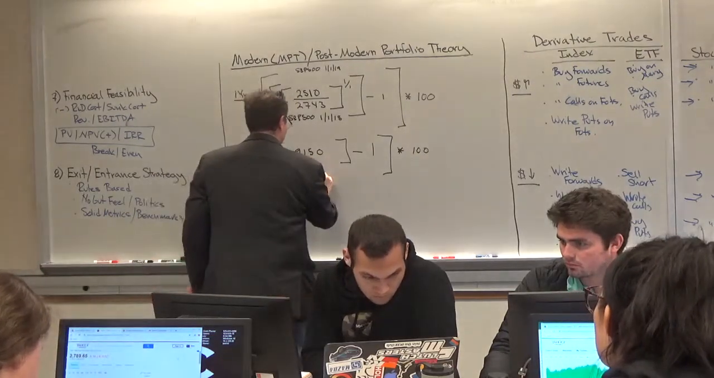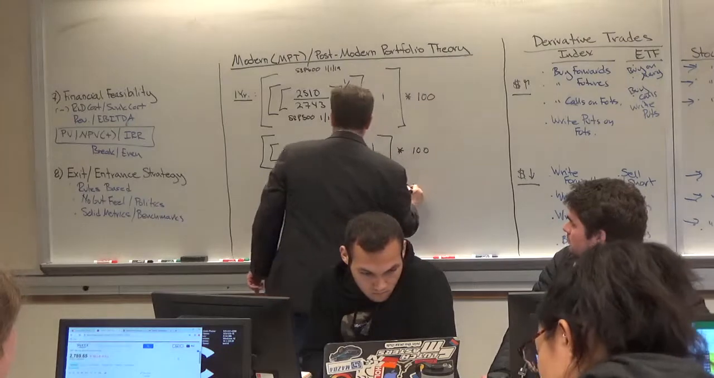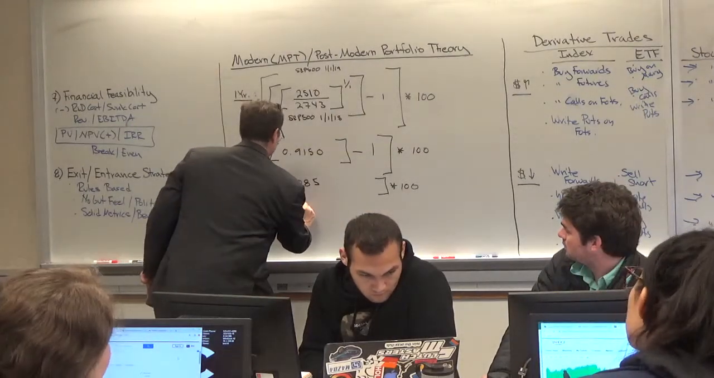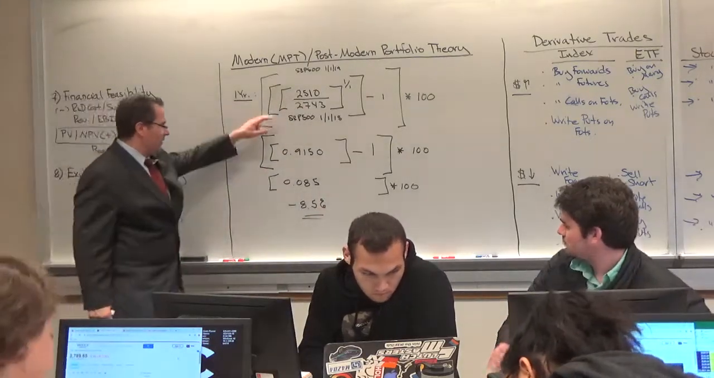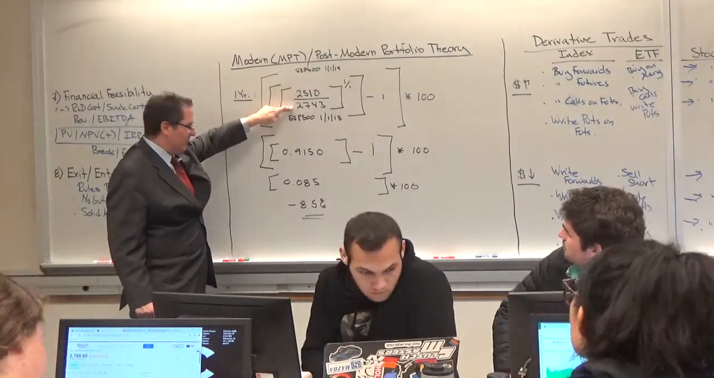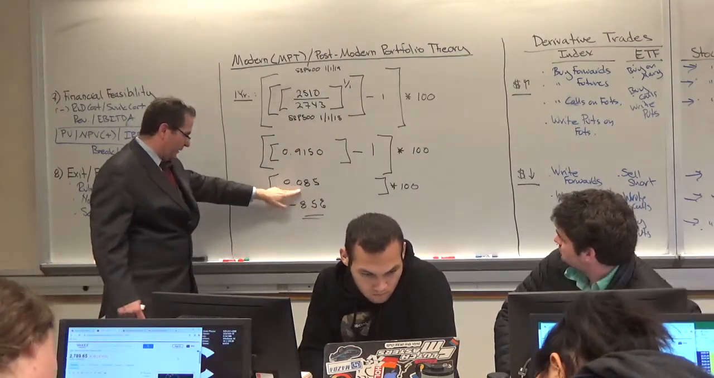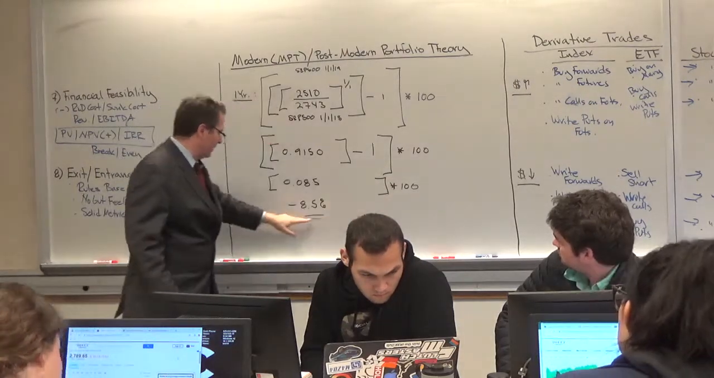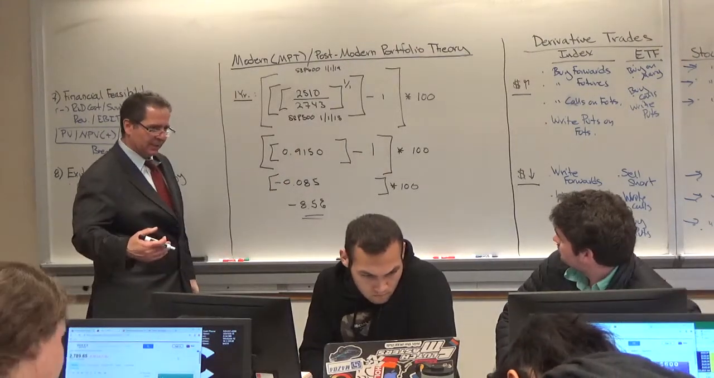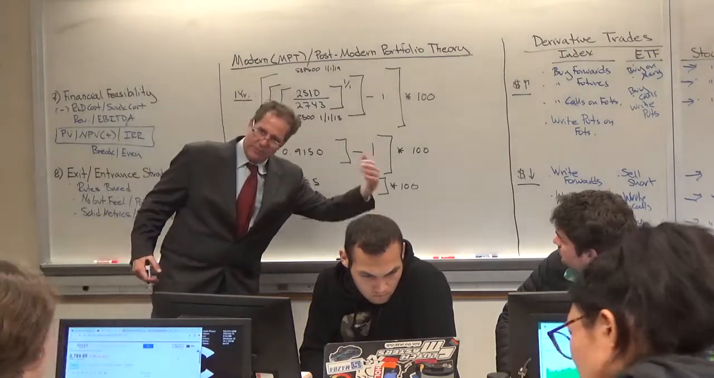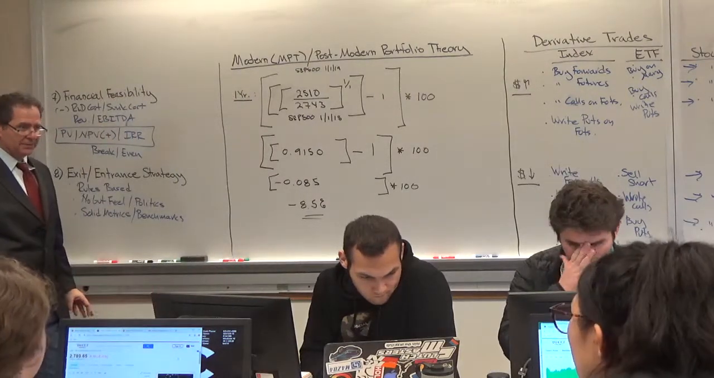We already calculated that. Times 100. What does that give us? It's negative 0.085. So I basically take the current index level divided by the prior index level. I get 0.915 minus 1. I get negative 0.085. Times 100 is negative 8.5%. So the S&P 500 as of January of 2019, from January 1st, 2018, is down 8.5%. Do you get that? Okay.